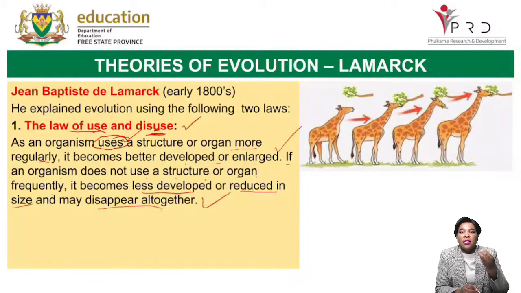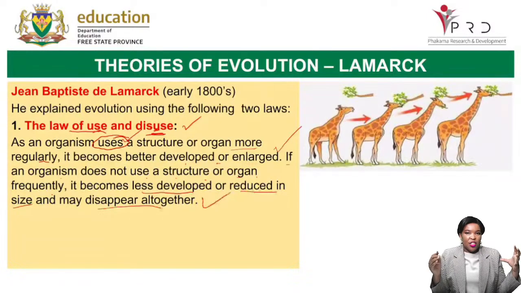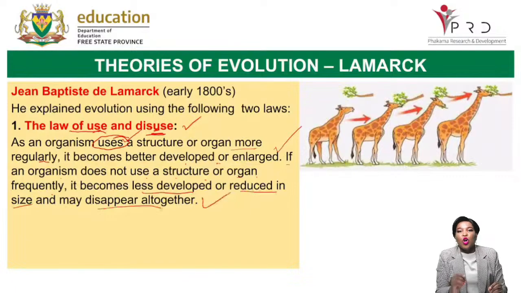Lamarck first explains his theory of evolution by saying that you use the law of use and disuse. And then you explain what is the use. When an organism uses the structure or an organ more frequently, it becomes more developed or it becomes enlarged. Then if an organism does not use that structure or an organ, it may be reduced in size or it may disappear altogether. So you see, you have already collected 4 marks, possibly. So there's a possibility of getting 4 marks there.